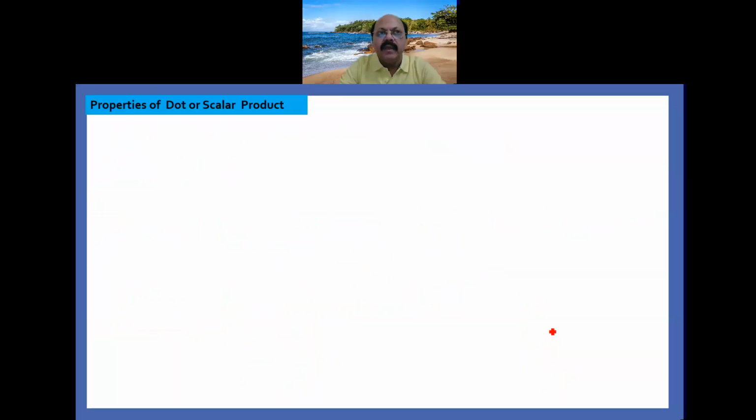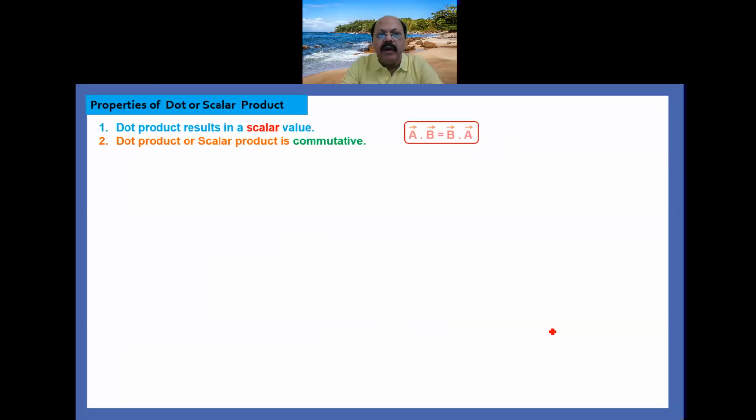So this is about the scalar or dot product. Now the properties of the dot or scalar product. The dot product results in a scalar value, as I already explained. Second, the dot or scalar product is commutative, meaning A vector dot B vector equal to B vector dot A vector. The dot or scalar product is also distributive, that is A vector dot (B vector plus C vector) can be written as A vector dot B vector plus A vector dot C vector. So it follows the distributive property.